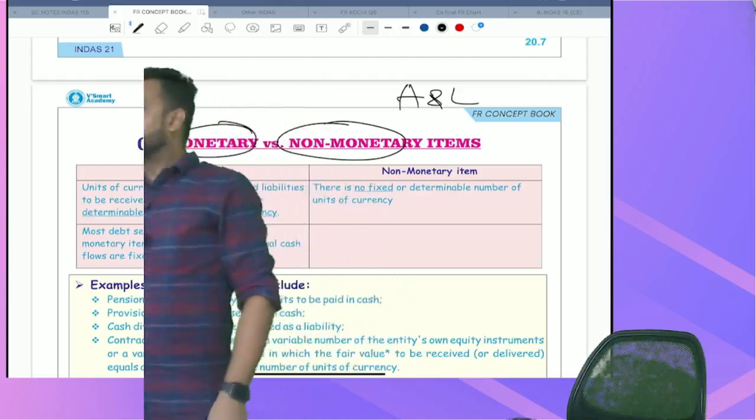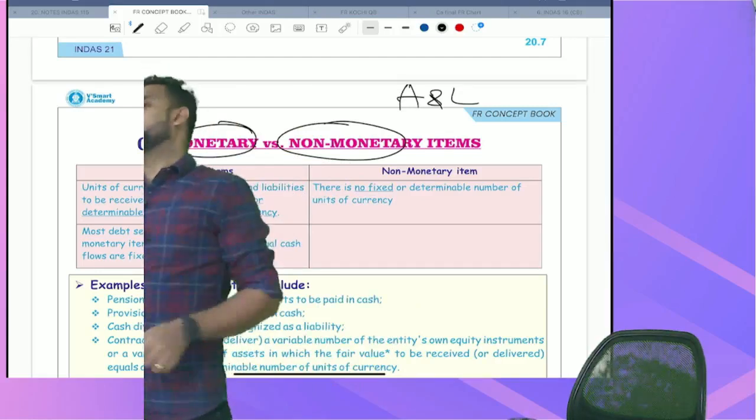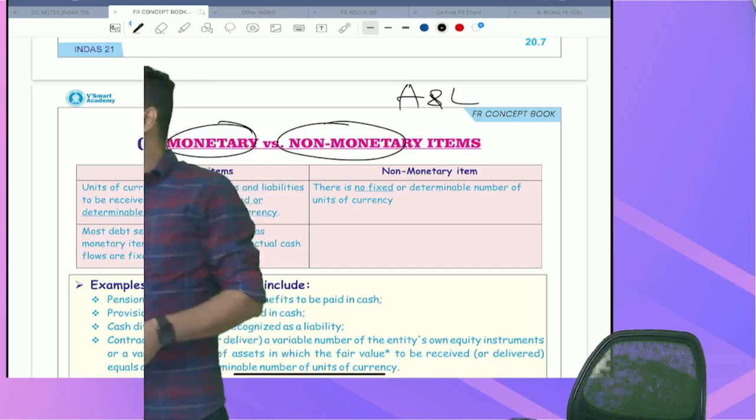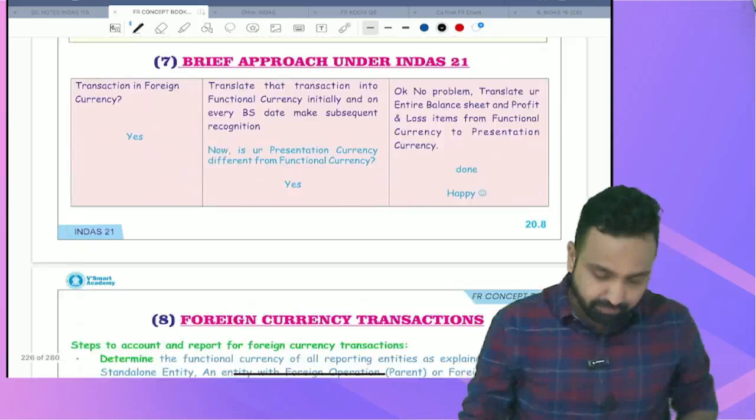I hope you got the point of monetary, non-monetary. Tell me. I hope by this discussion you will never forget this, get lost and all the things. Okay. Tell me now. Continuing the same.